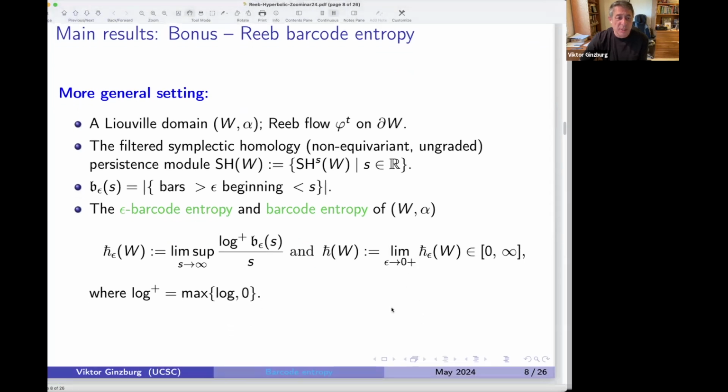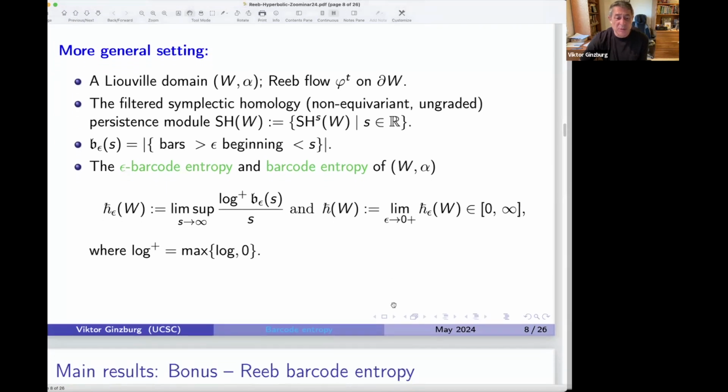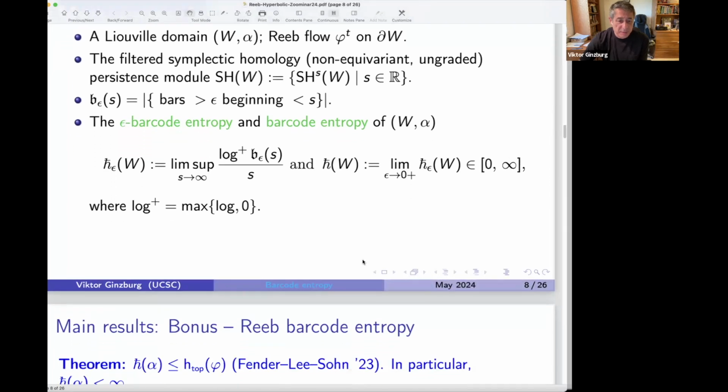and call it the epsilon barcode entropy, and then the barcode entropy of that Liouville domain or Reeb flow. It's actually independent of the filling.